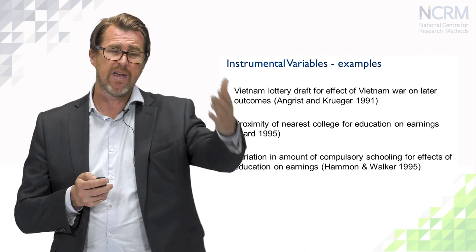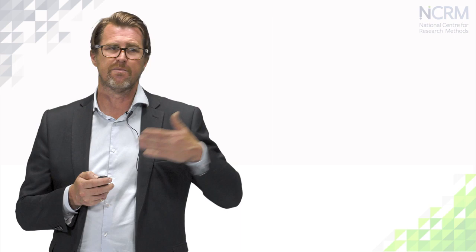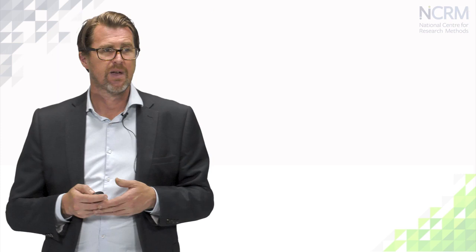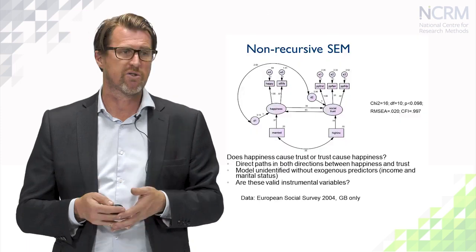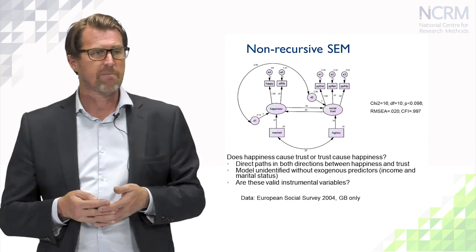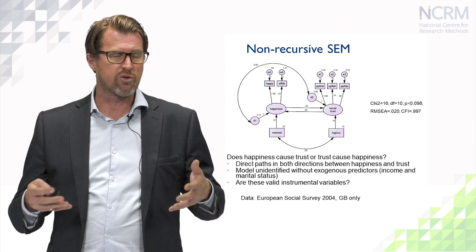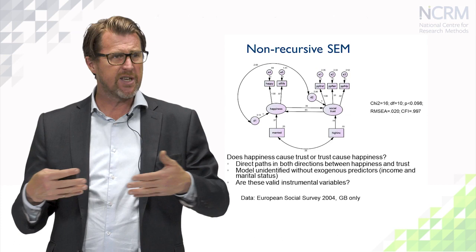And even for these three quite well-known examples, there have been criticisms of these as to whether they really are valid instruments. So again, this is something of a caution, because non-recursive models are easy to specify. Here's an example, again using the European Social Survey data, where we're looking at the relationship between life satisfaction, happiness, and social trust.